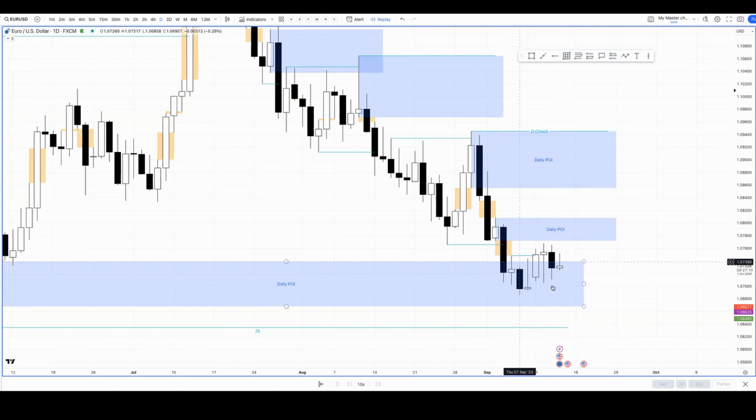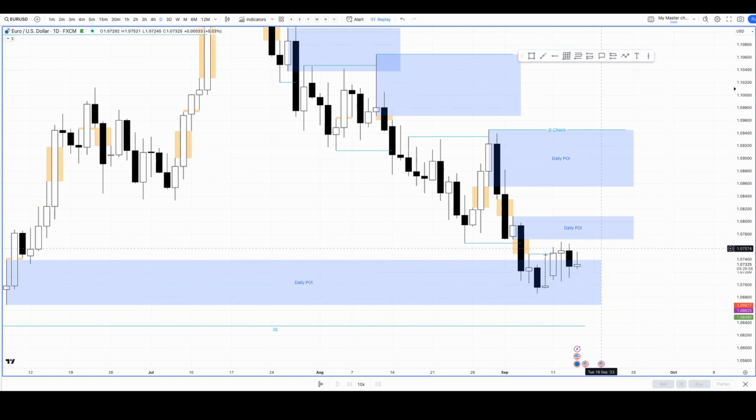Whereas here, we'll look to buy out of demand, but we're also going to look to short out of supply, because that's the structure that's showing us right now until we break this high. So just to clear that up.